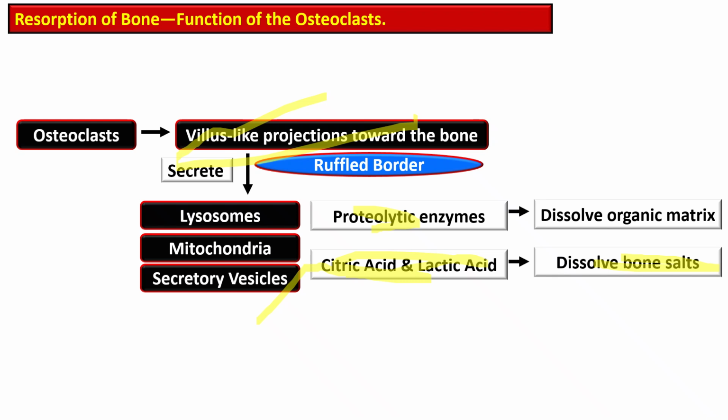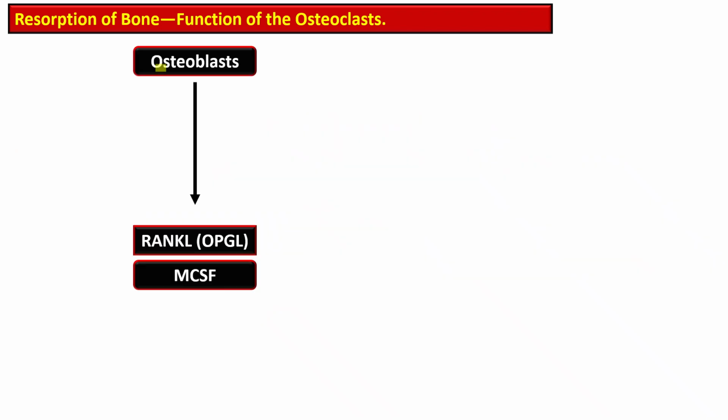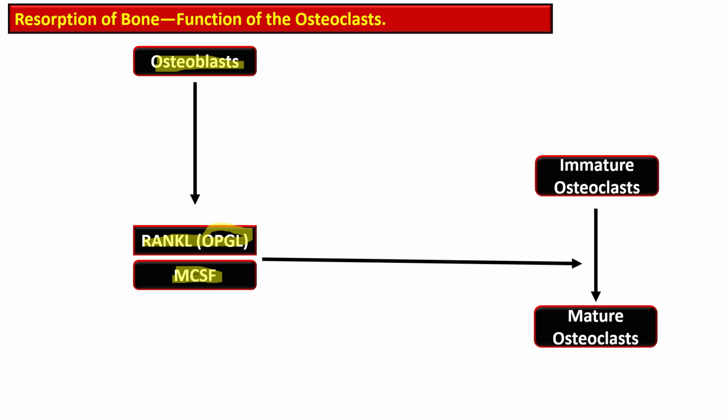Then the process of phagocytosis occurs, and these osteoclasts engulf small bone particles and crystals. They are digested intracellularly and broken down into small products like calcium and phosphate, which are then released into the bloodstream. Osteoblasts have RANK ligand, or osteoprotegerin ligand, and macrophage colony stimulating factor on their surface, and through these two they are responsible for the activation or maturation of the osteoclast.